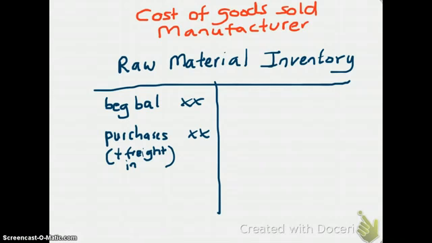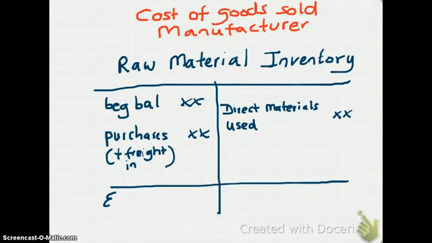So what would decrease raw material inventory? Every time we use up raw materials to produce goods, so every time we request raw materials to start production, that decreases our raw materials inventory. So direct materials used, sometimes you would get indirect materials used also reducing your raw materials inventory. But to keep it simple, let's say direct materials used reduces raw materials inventory. And then whatever is remaining at the end of the period is the ending balance of your raw materials inventory.